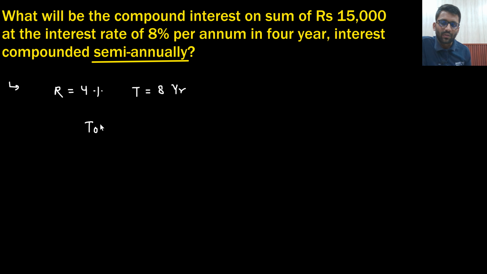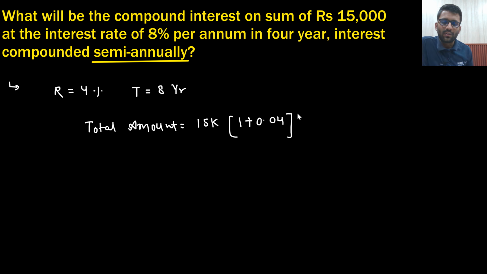So let's find the total amount. First I will find the total amount, then I will tell you the interest. So the total amount will be 15k into 1 plus 4 by 100, that means 1 plus 0.04, to the power 8. So 1.04 to the power 8 into 15k. So 20.52k something we are getting. This is the total amount.